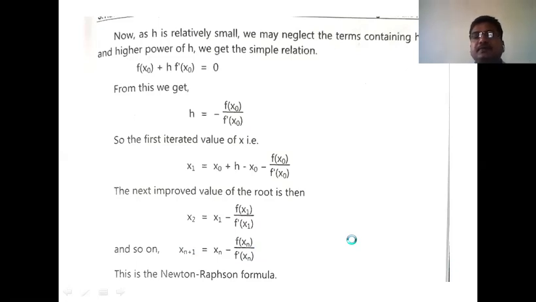Next is the geometrical meaning of this Newton-Raphson formula.